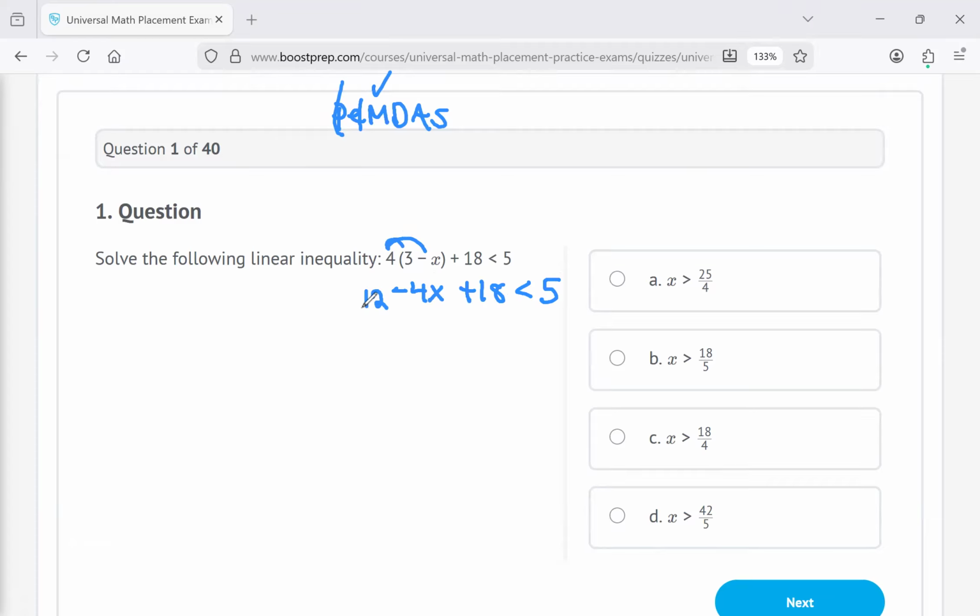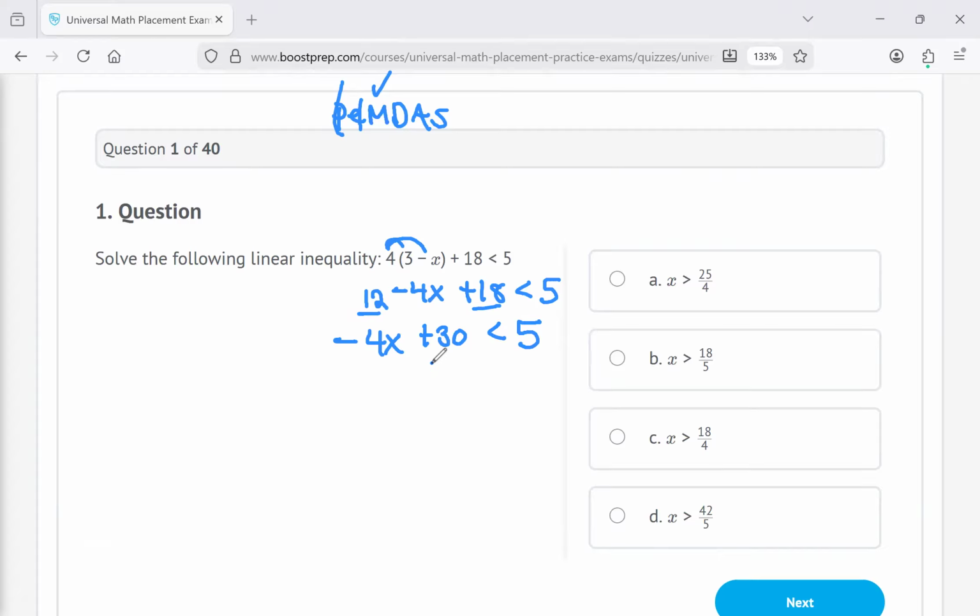Okay. Then what you do is collect like terms. So you have a negative 4x, and you have 12 and 18. If you have a calculator, plug that in. 12 plus 18 is 30. And you have less than 5.